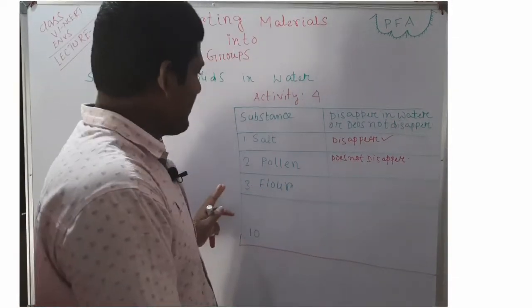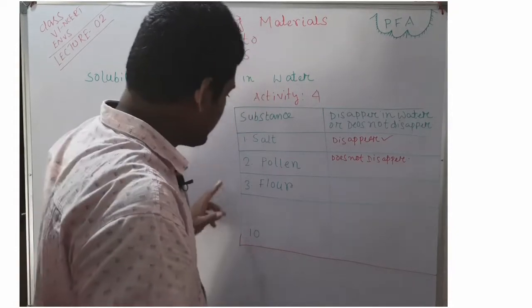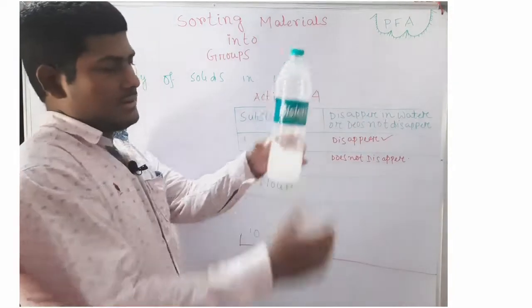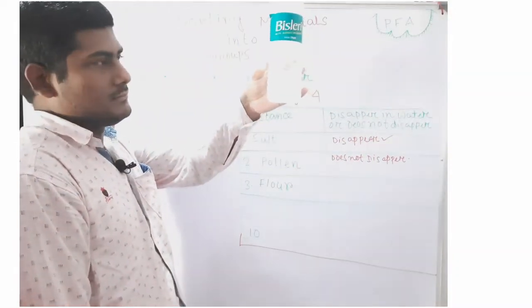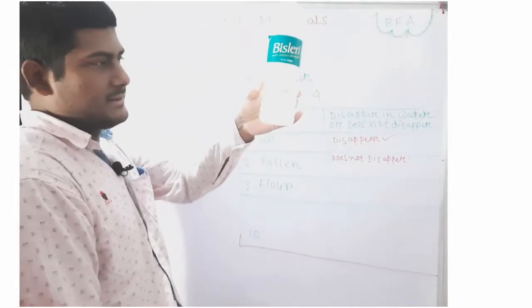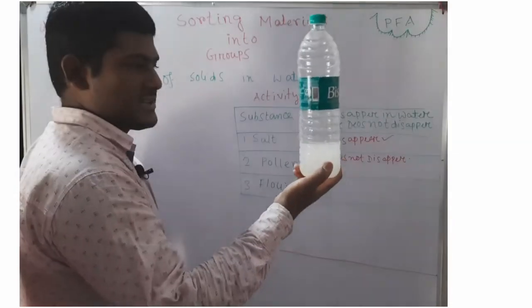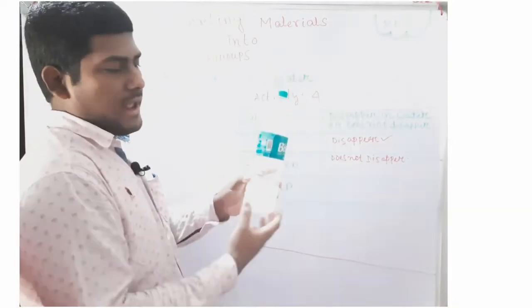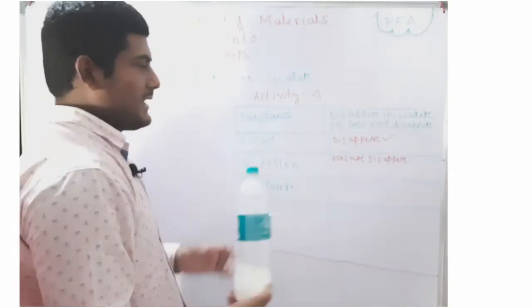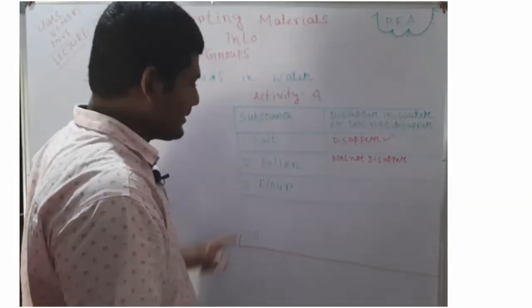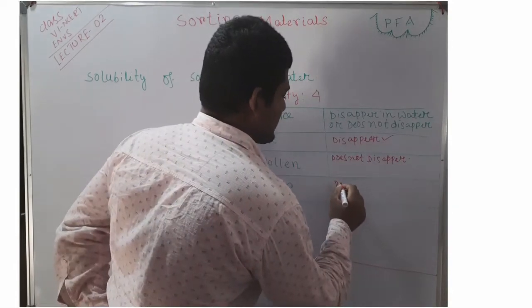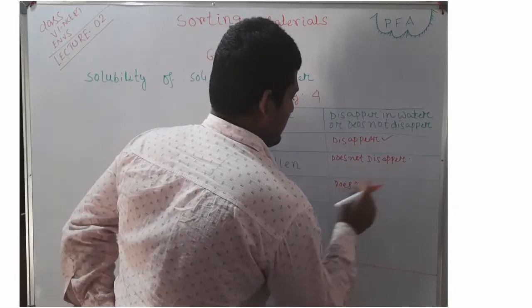Now we will see what happened to flour, that is the third or last point. Now observe this. What you are seeing is that the flour does not mix well with water. Now if you add some more flour into this bottle, then you will observe that flour does not disappear. So you have to write does not disappear.